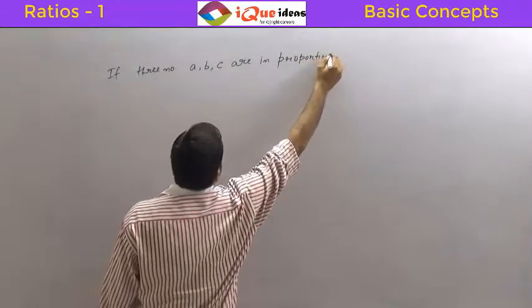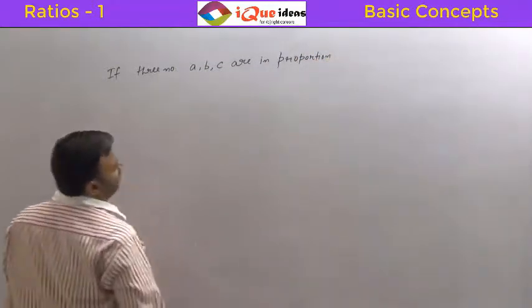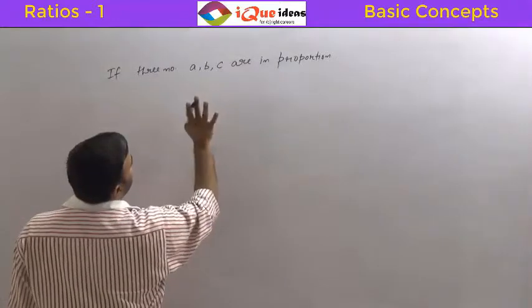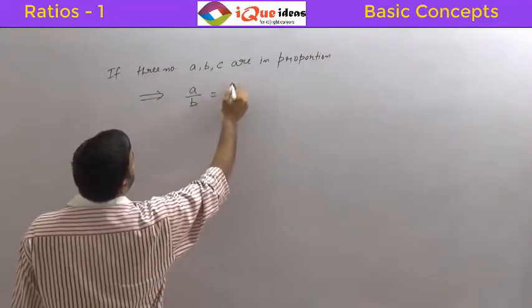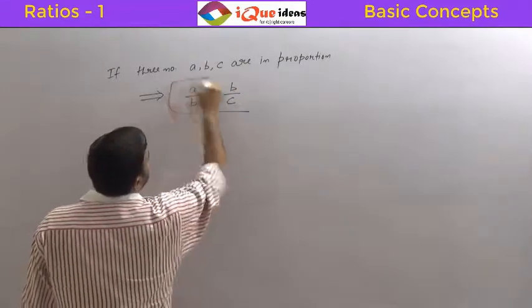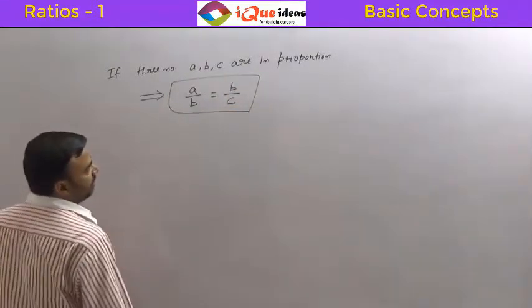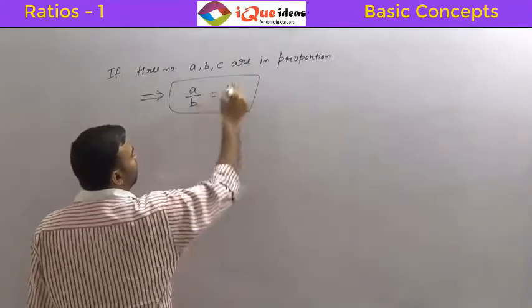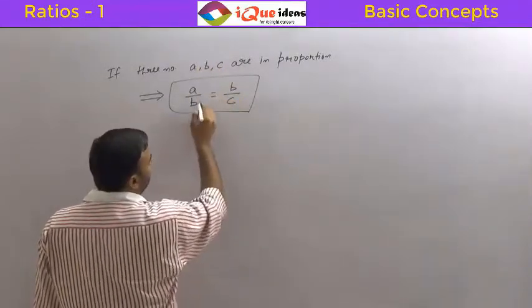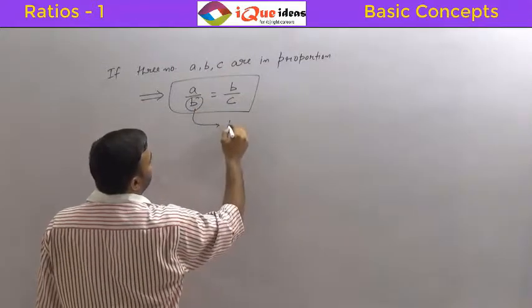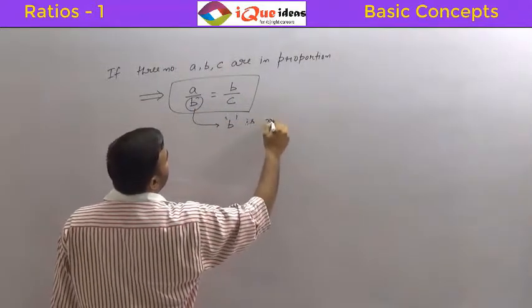So if you know geometric progression, don't use it much here. When you simply say that 3 numbers A, B, C are in proportion, it means A by B is equal to B by C. As simple as that. Here the number in the middle, that B, will always appear twice. And the number that appears twice is called mean proportion. So B is mean proportion.